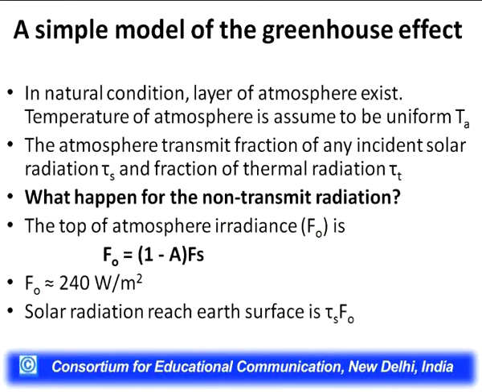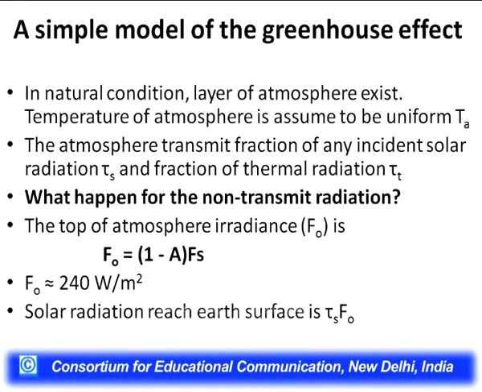In natural conditions, a layer of atmosphere exists, as we all know, and this layer exists because of the composition as well as the temperature and pressure profile. Although the atmosphere is layered, in this particular case we have assumed the temperature of the atmosphere to be constant, and that is Ta.